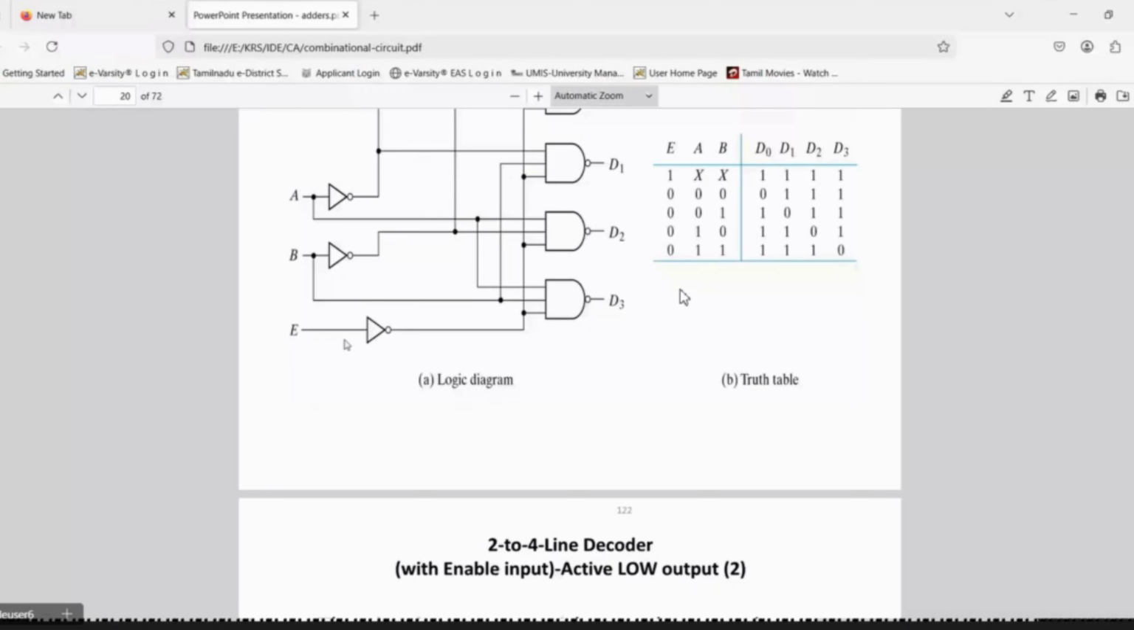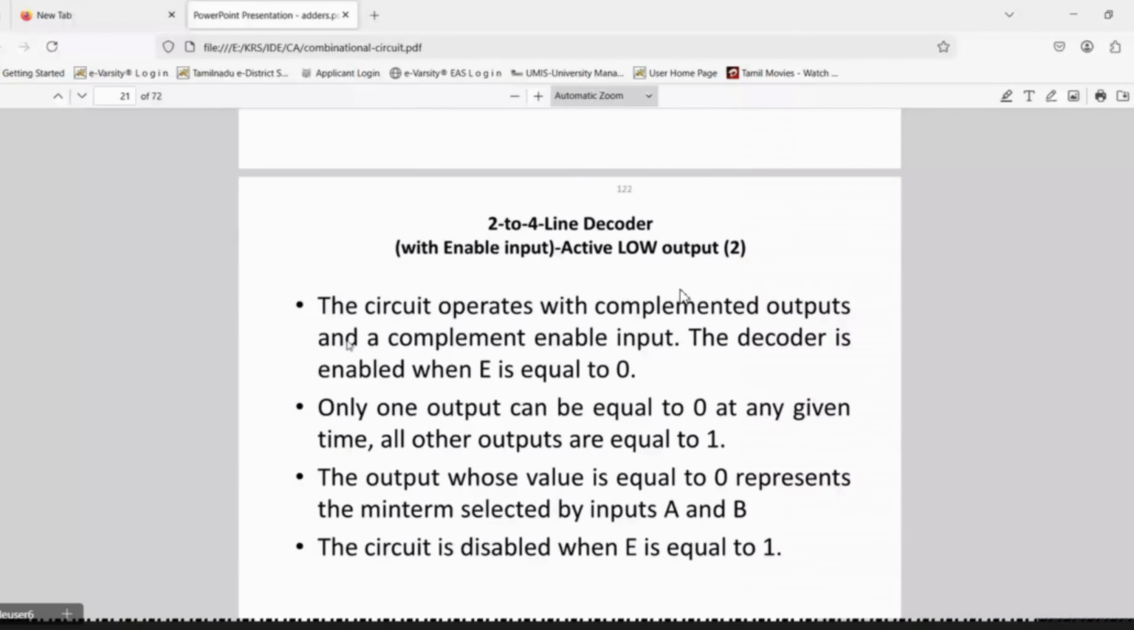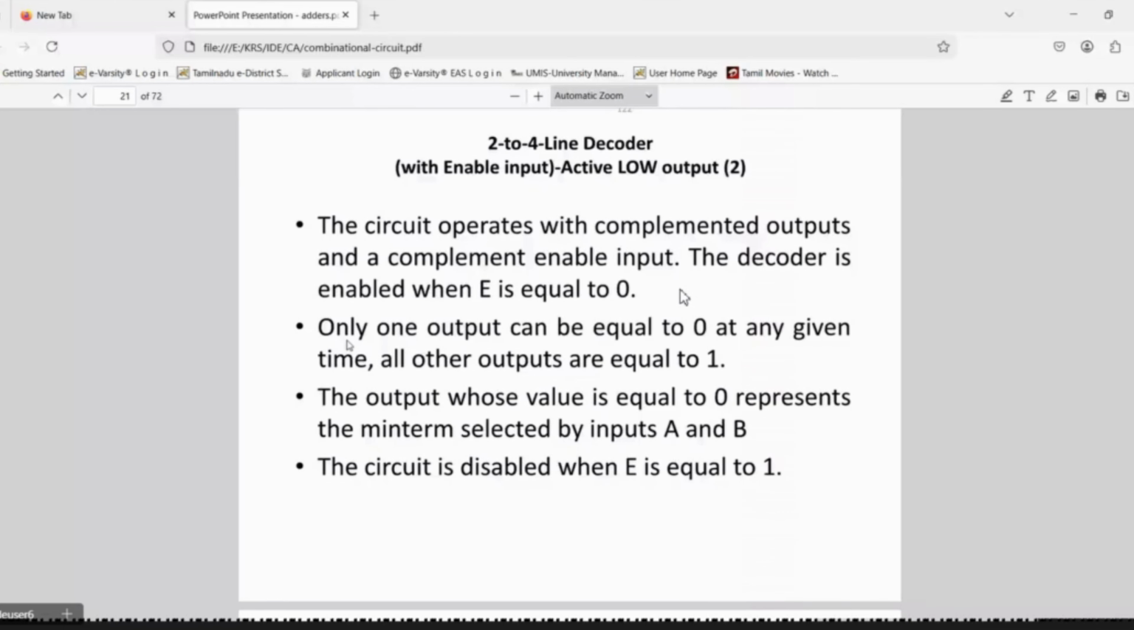Only one output can be equal to 0 at any given time; all other outputs are equal to 1. The output whose value is equal to 0 represents the minterm selected by inputs A and B. The circuit is disabled when E is equal to 1.